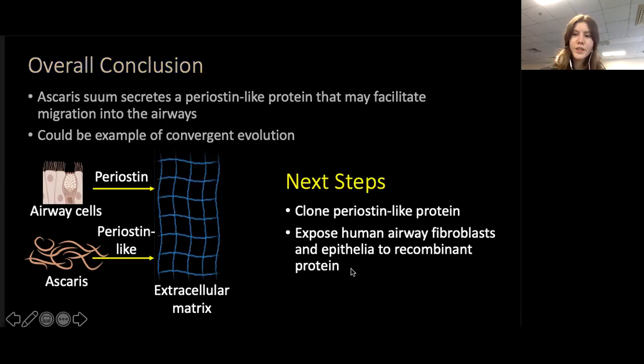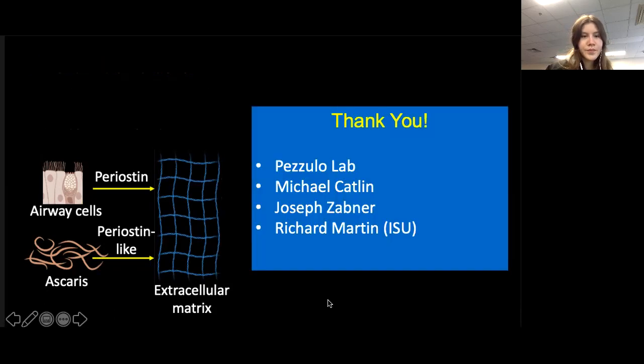Our next steps in the project are to clone the periostin-like protein and then expose human airway fibroblasts and epithelia to this recombinant protein and analyze their response.